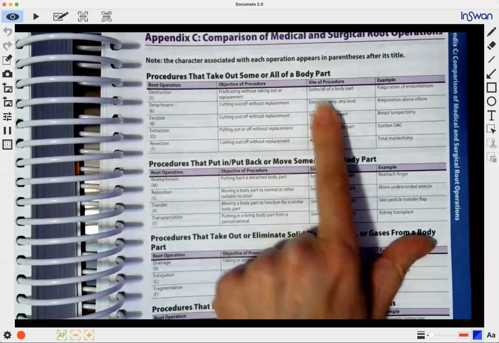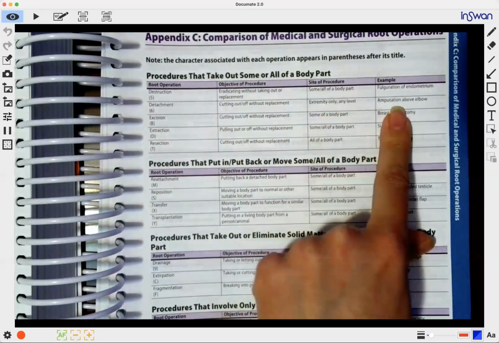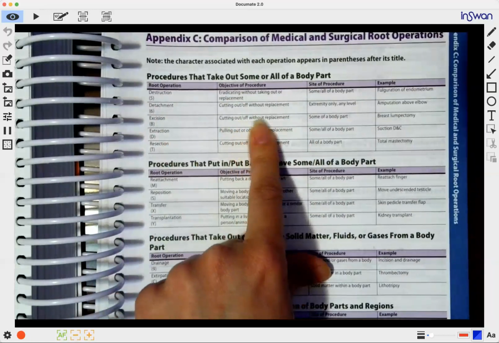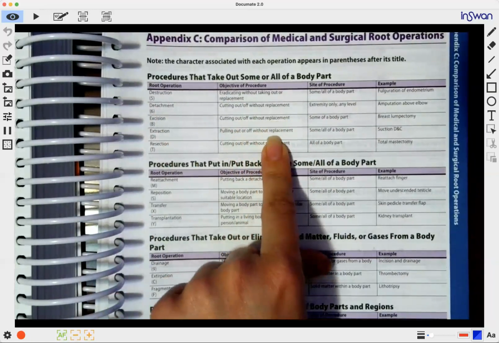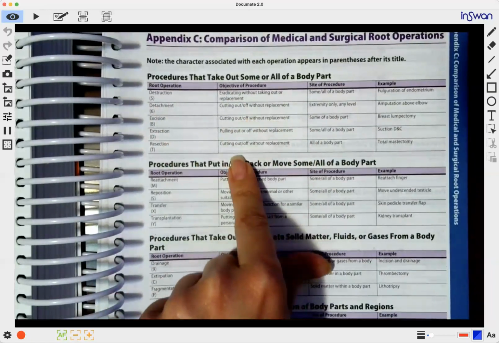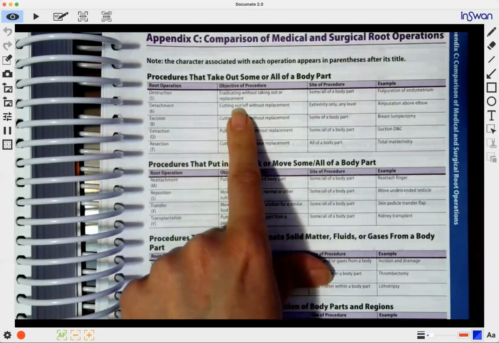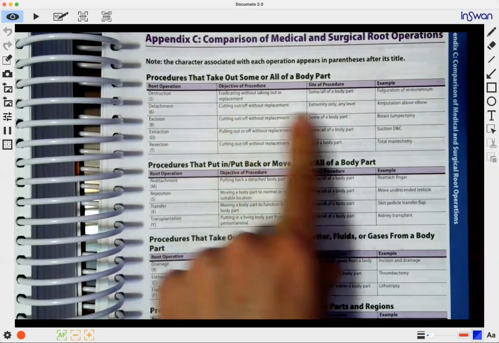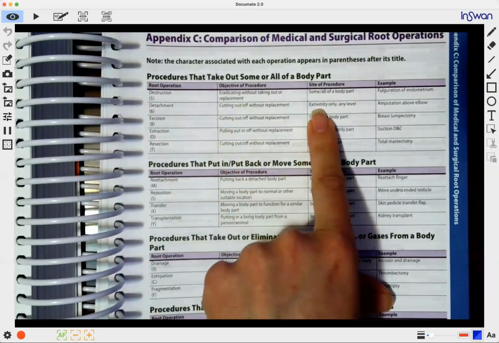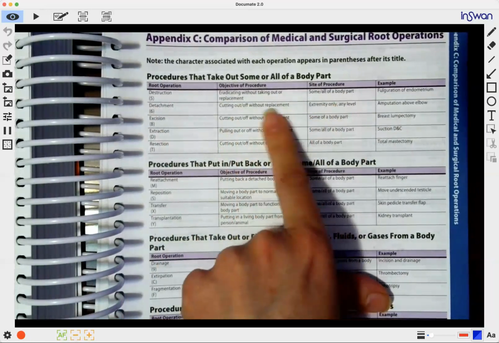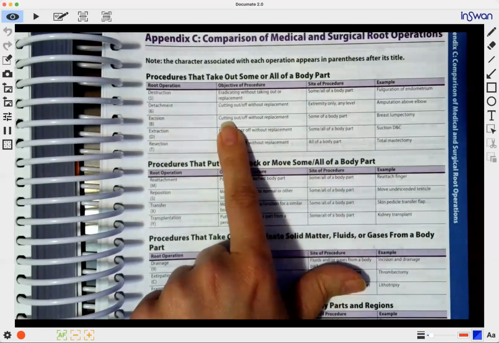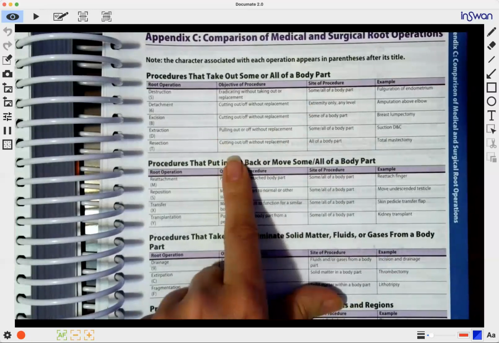But remember, extremity only. So this is your amputations. Your excision, cutting out or off without replacement. So you see that you have 3 here that are cutting out or off without replacement. So when you have something like that done, you have to come over here and say, okay, extremity only. Nope, it wasn't an extremity. Therefore, it's not detachment. Okay, so what 2 are left? I have excision, I have resection.